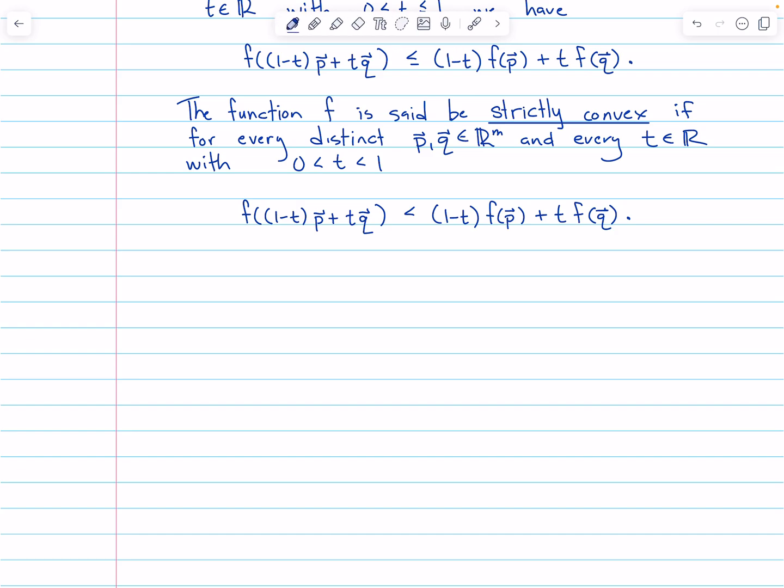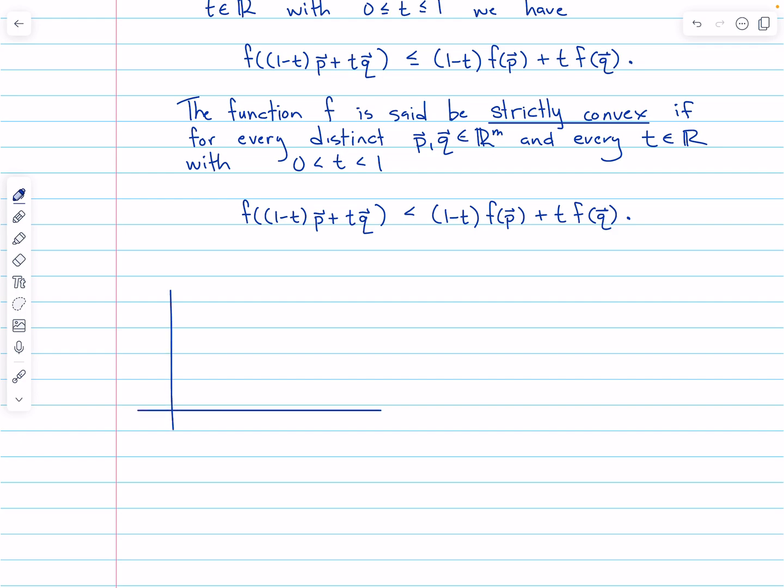Let me move this over here so you can see better. A function f is convex if, when you plot the graph, you have this nice property that for any two points in the domain, say p and q, if you connect f of p and f of q with a straight line, the graph of the function between p and q has to live below the straight line that connects f of p to f of q.